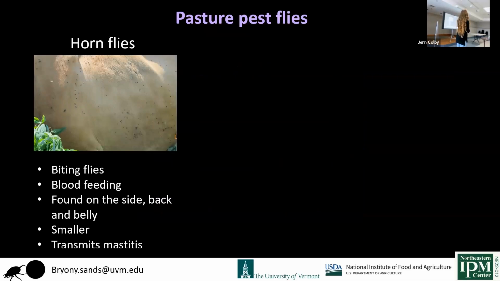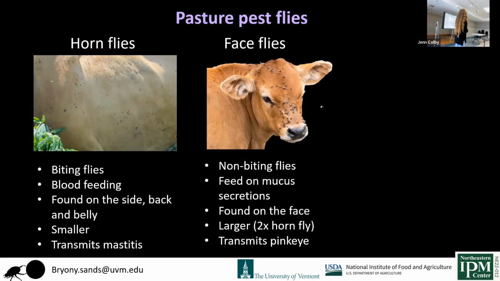We have horn flies, they are biting flies and they are blood feeding. And they're usually found on the side and the back, and when it's hot, they go under the belly of the animal. They're quite small, and you can see them on the side, those little black dots, hopefully. And they can transmit mastitis between animals. Then we have face flies. So these are non-biting flies, and they feed on mucus secretions from the eyes and the nose. Obviously found on the face, and they're a lot larger than horn flies, so they're about twice the size, and they can transmit pink eye between animals.